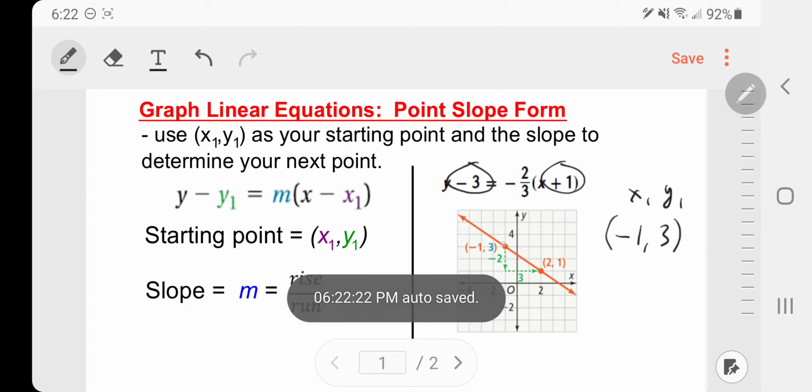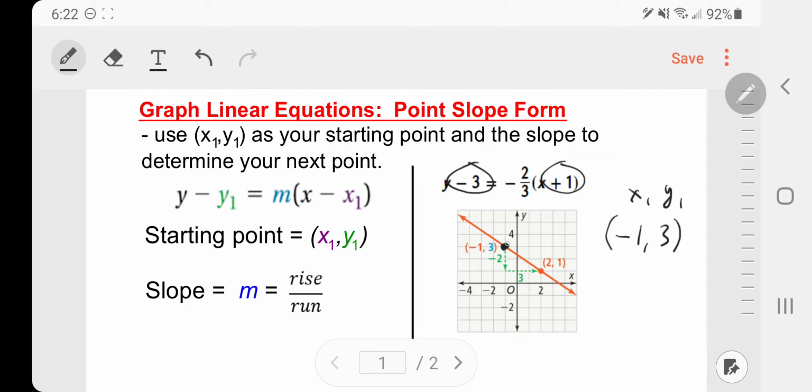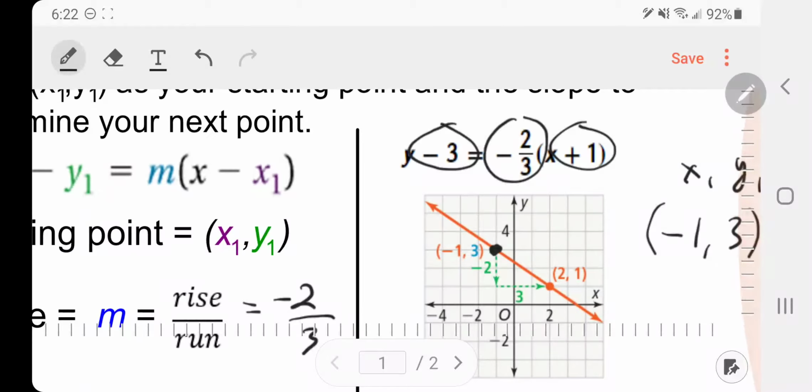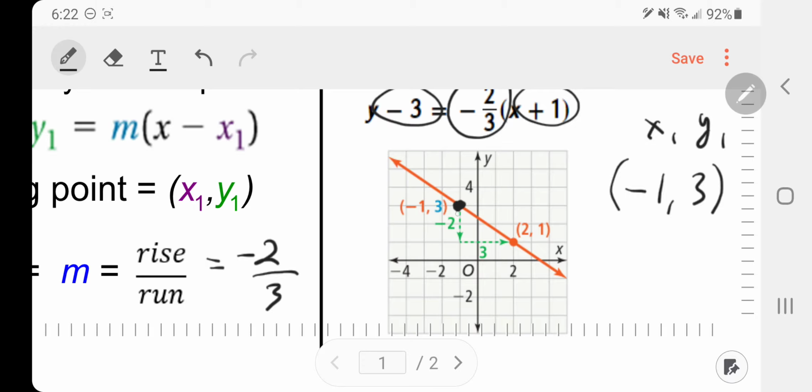As you can see, that's where this graph started right here. This point right there would be negative 1 comma 3, and then the slope that we have here is negative 2 over 3. That's rise over run, so that means, as you can see in this graph, we went down 2 and to the right 3, and that's where the second point is coming from. Then connect those points, and that would be your line.